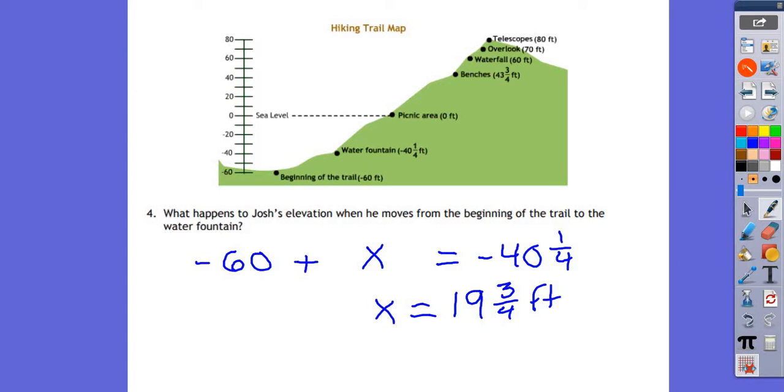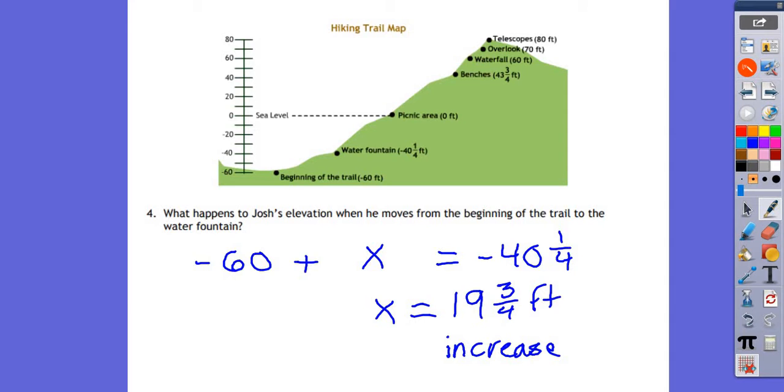Is 19 3/4 feet an increase or a decrease? What on that number tells you it was an increase? Because it's not negative. If you add a positive, it will become more. So I heard it's an increase because that number is positive. That's basically what I heard several people say. And it's going up, the elevation.